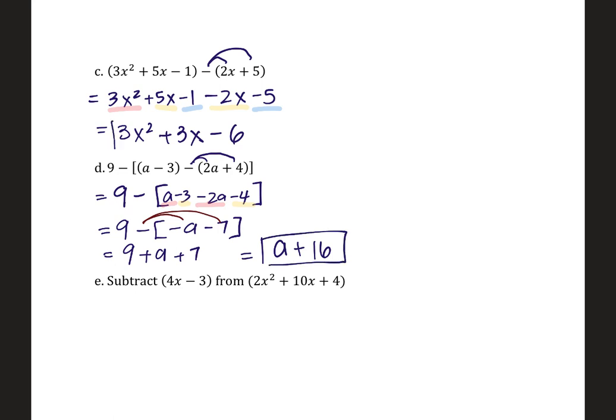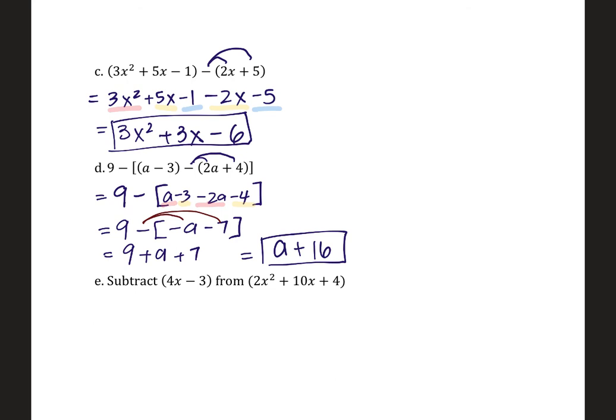Let me box these answers. There's quite a bit on this page. And for our last example here, we have this sentence. So subtract 4x minus 3 from 2x squared plus 10x plus 4. For this one, you always have to be careful. When it says subtract something from something else, this is going to be in the front. That 2x squared plus 10x plus 4 will be in the front, and you're subtracting something from it. So whatever you're subtracting should be at the end.